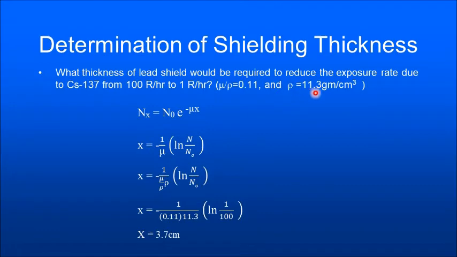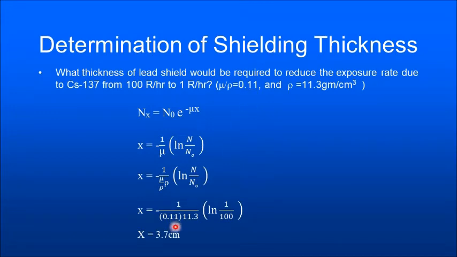Now, you can rearrange this equation for attenuation, that is Nx is equal to N0 e power minus mu x. Can you rearrange it for x? X is equal to minus 1 by mu log N by N0. This mu can be replaced by mu by rho, which is the mass attenuation coefficient. You replace the linear attenuation coefficient by the mass attenuation coefficient, but multiply by the density so that it is still the linear attenuation coefficient. The mu by rho, that is the mass attenuation coefficient for cesium energy for lead, is 0.11.